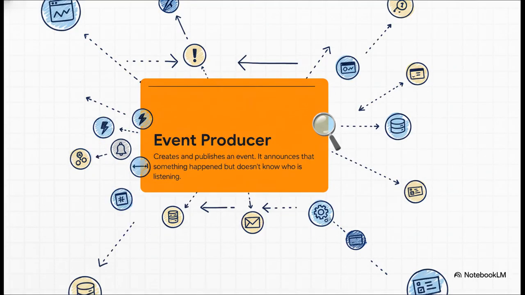So who creates this event? That would be the event producer. This is the part of the system that saw the change happen. So our ordering service is the producer. It creates that order-placed event and basically just shouts it out into the world. And here's the crucial part. The producer has no idea who's listening. It doesn't know, and it doesn't care.